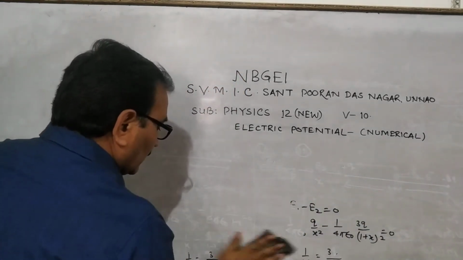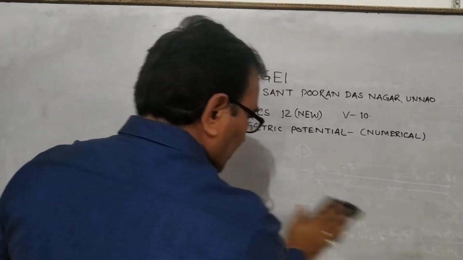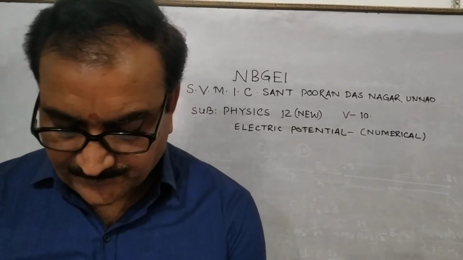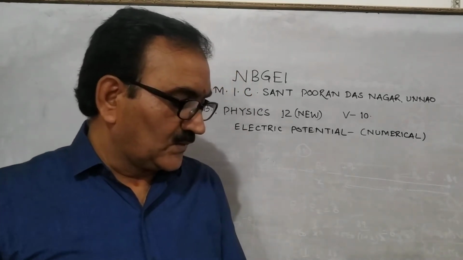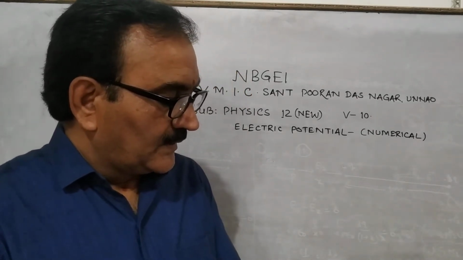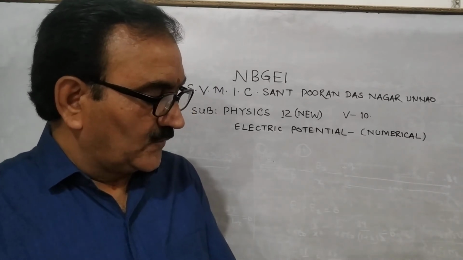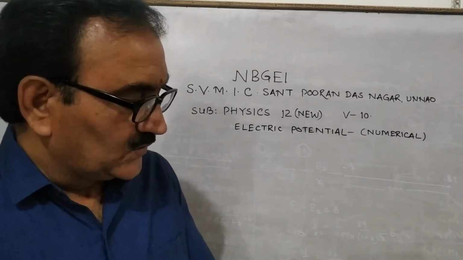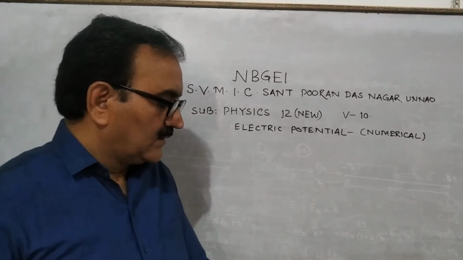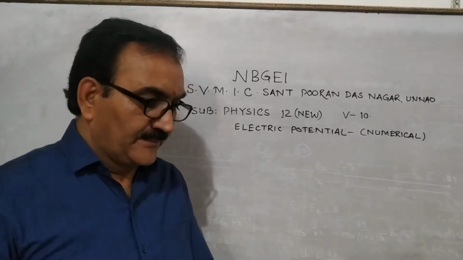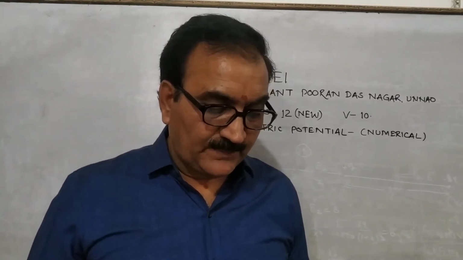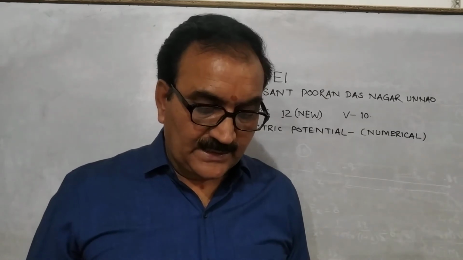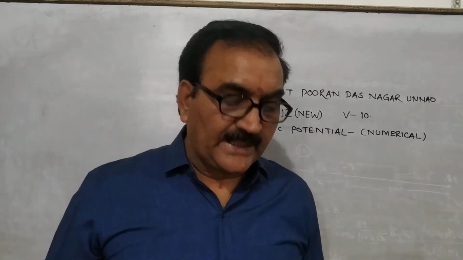Now go through another question here. Questions 12, 13, 14 and 15 are alike. So see question number 13. 2 into 10 to the power minus 6 coulomb charge is placed at each corner of a square of side 2 root 2 meter. Calculate electric potential at its center.